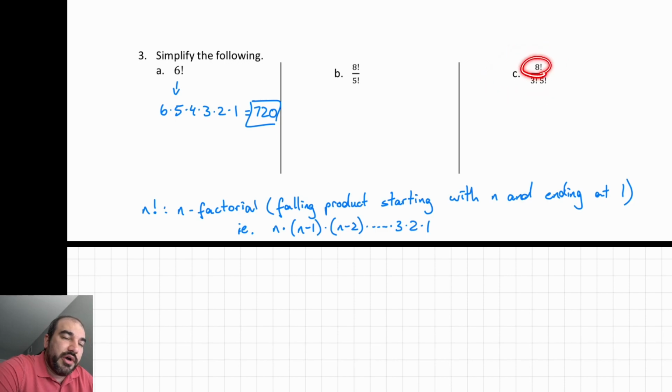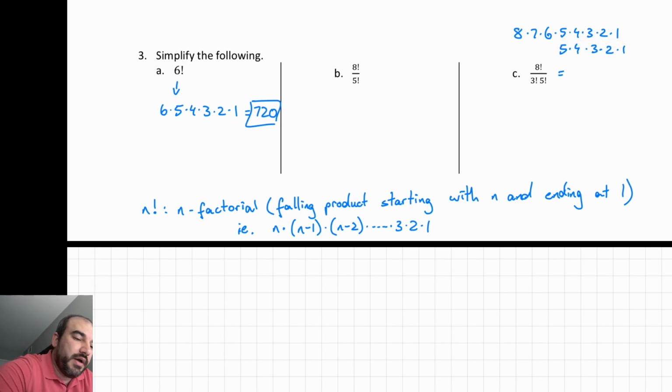we know that 8 factorial is 8 times 7 times 6 times 5 times 4 times 3 times 2 times 1. It goes all the way down. But as a shortcut, we know that this 5 factorial in the denominator is also 5 times 4 times 3 times 2 times 1, which exists within this 8 factorial. If I were to write the 8 factorial out, that's 8, 7, 6, 5, 4, 3, 2, 1. And this denominator, 5 factorial, is 5 times 4 times 3 times 2 times 1. So within this 8 factorial lives a 5 factorial, which is just this part of it.